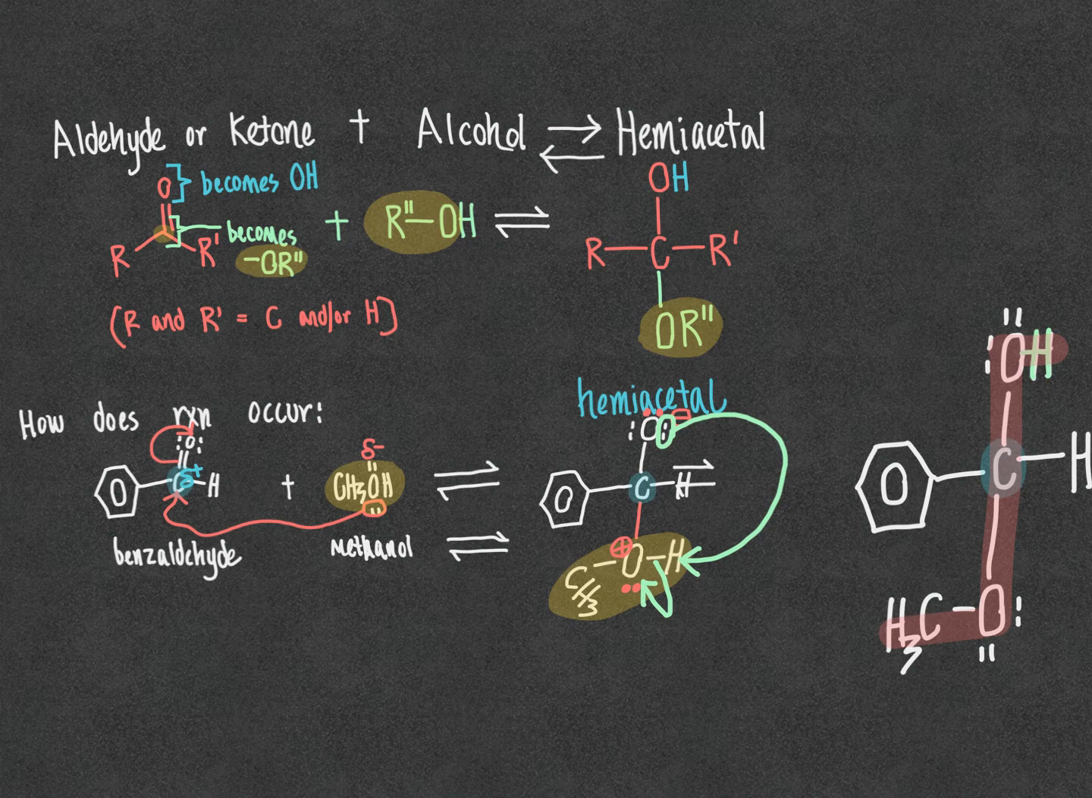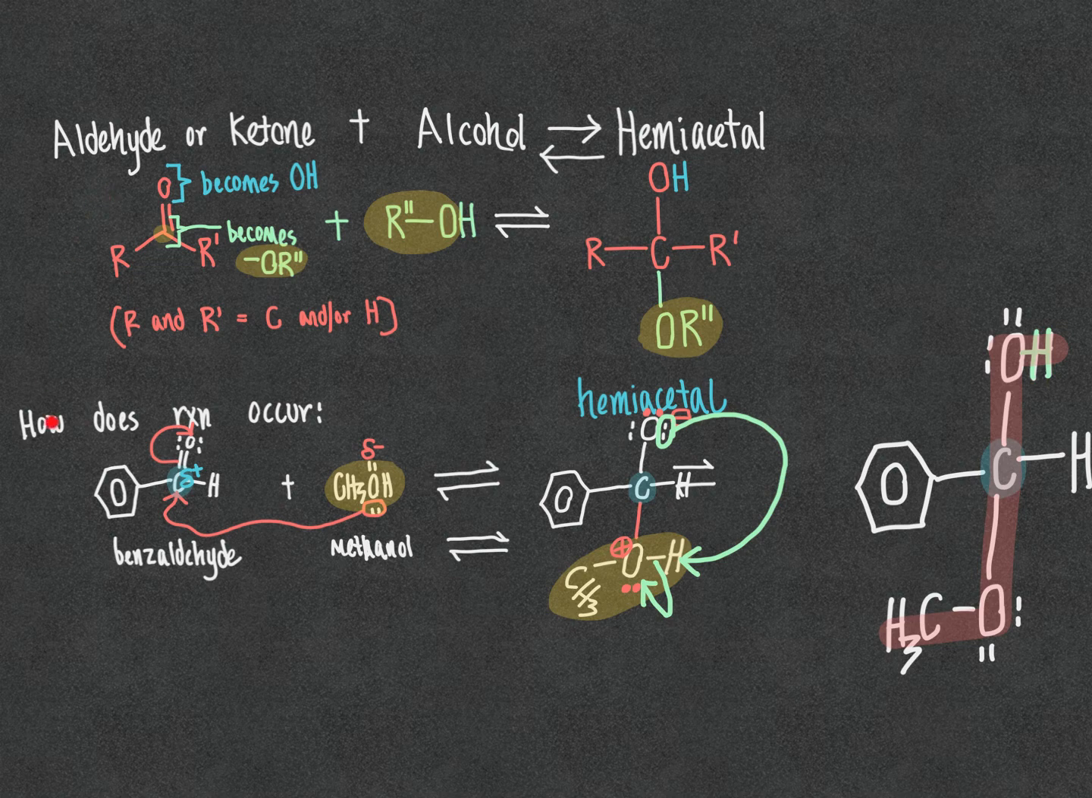In this class, you will be expected to be able to take an aldehyde or ketone reactant, react it with an alcohol, and predict what hemiacetal product would result from that. You will not be asked in class to show this reaction mechanism for accomplishing that, but if that helps you in seeing how to get to the final product, that's certainly an acceptable way to go about it.